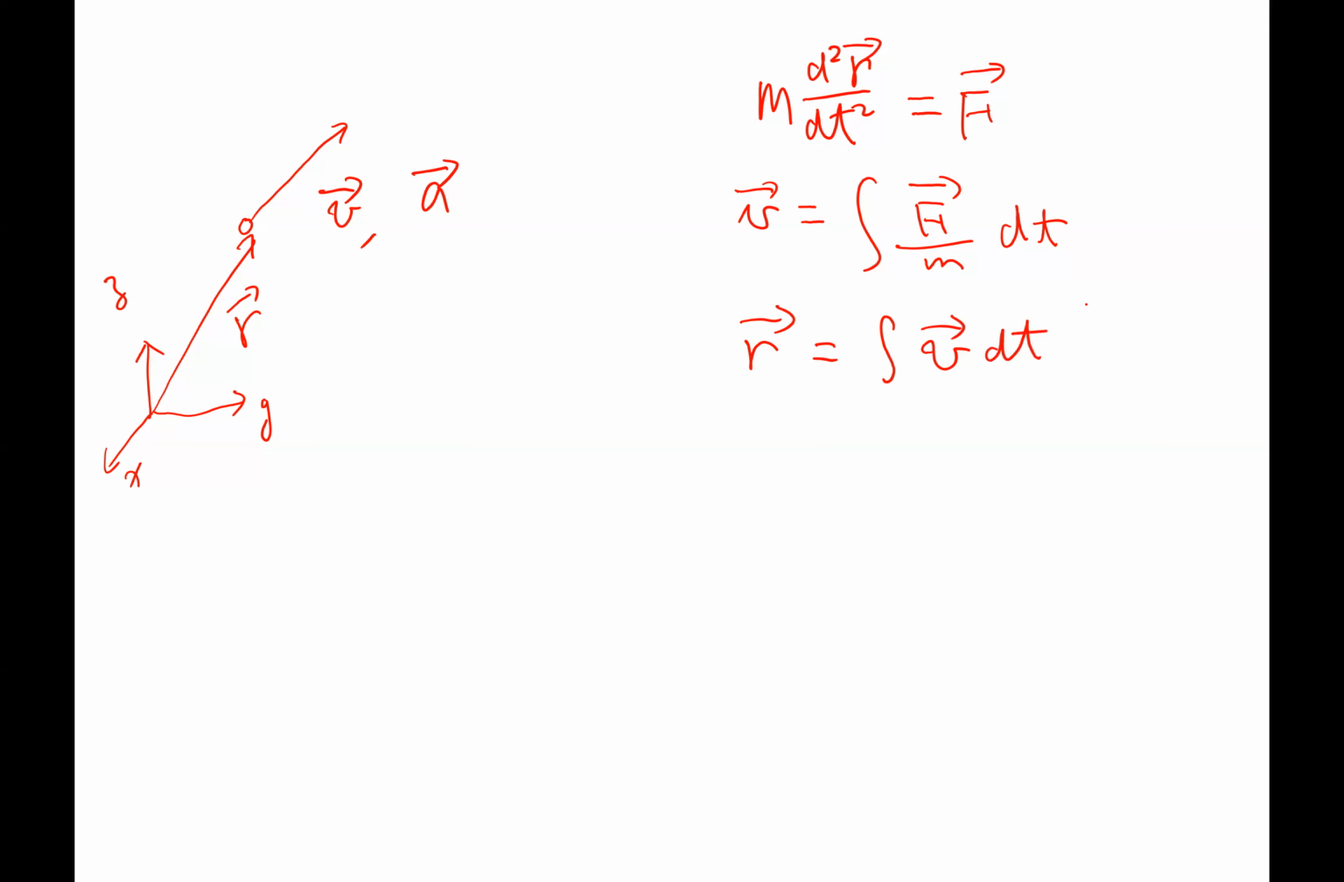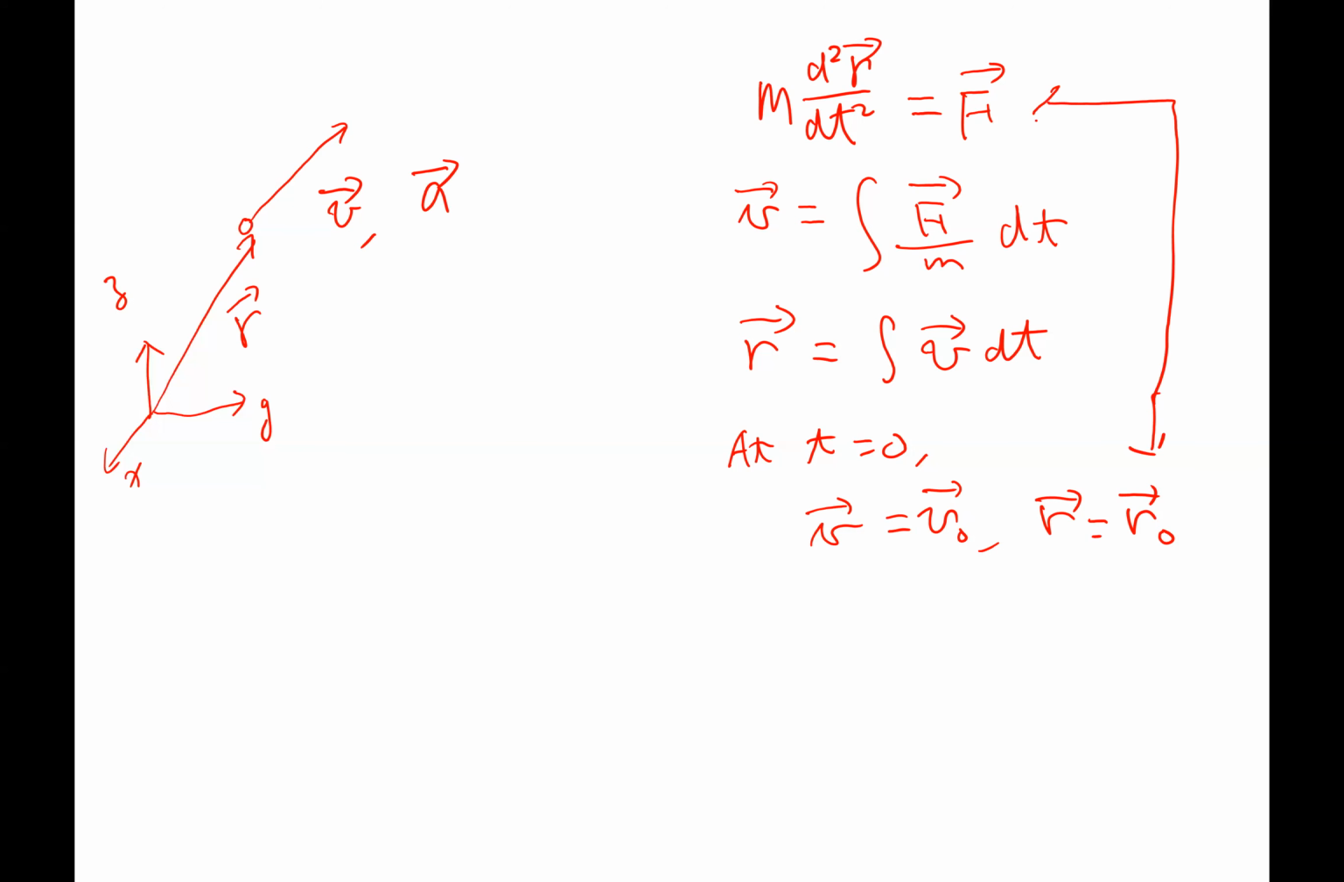And then we should be able to get the position. Of course, to get a specific position and specific velocity, we need the so-called initial condition. At t equals 0, if you know that v is v naught and r is r naught, then you should be able to solve this second order differential equation, and combine the two together to find out r, v, and a. In quantum mechanics, the concept is totally different.